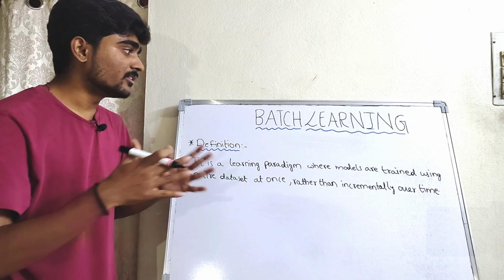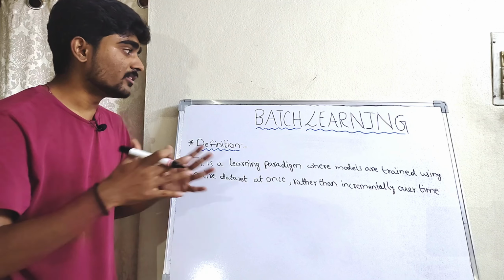First, let's start with the basic definition. It is a learning paradigm where models are trained using the entire dataset at once rather than incrementally over time. Now let's decode this definition step by step. First, we consider a single dataset. After considering this dataset, we train a machine learning model on it.